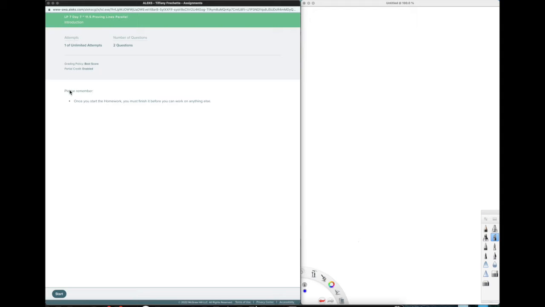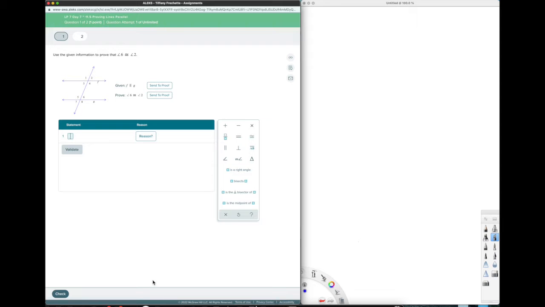Down here it says, please remember once you start your homework, you must finish it before you can work on anything else. And what that means is once I click start, down here in the bottom right corner, there's going to be a submit assignment button. This is how we finish an assignment. So what that means on the last screen is you can't work on anything because Alex is going to lock all of your other assignments and even the resources until you click the submit assignment button.